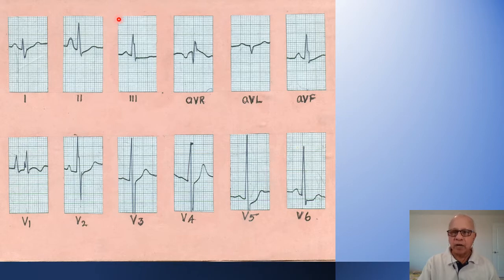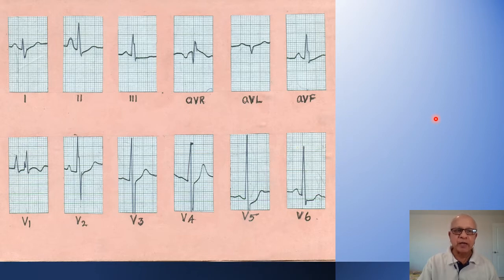Now if you look at lead 1, this shows the equiphasic deflection in this patient. Lead 2 and lead 3 are positive. So the axis would be 0 degrees plus 90 degrees, which would be 90 degrees, isn't it? So the QRS axis is plus 90 degrees in this patient.